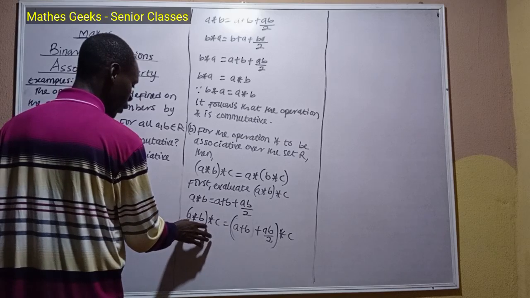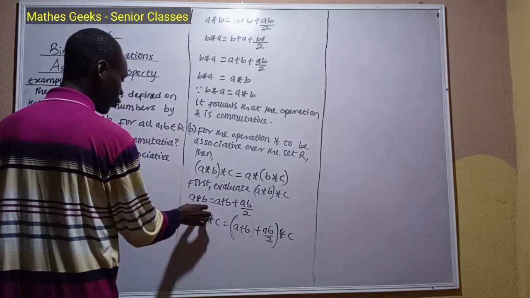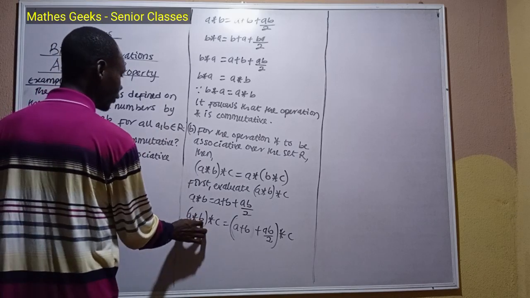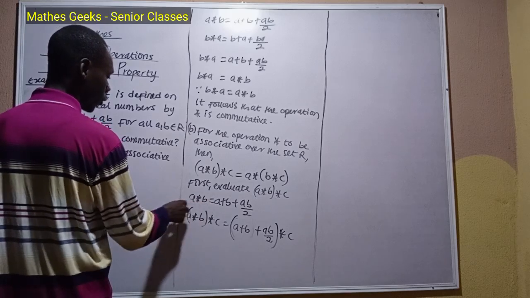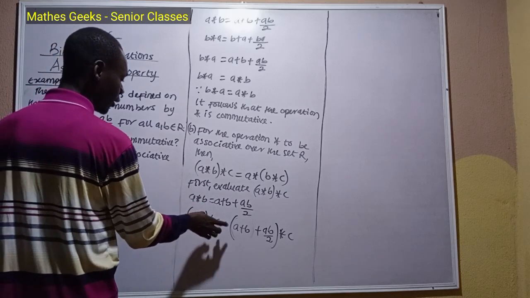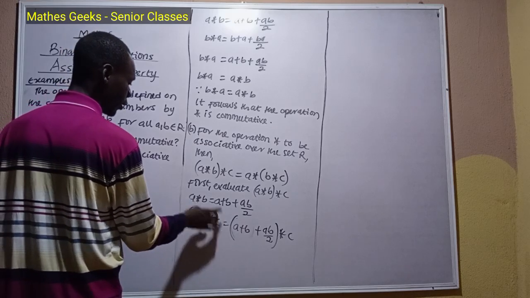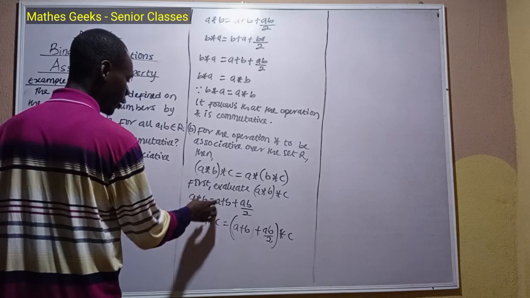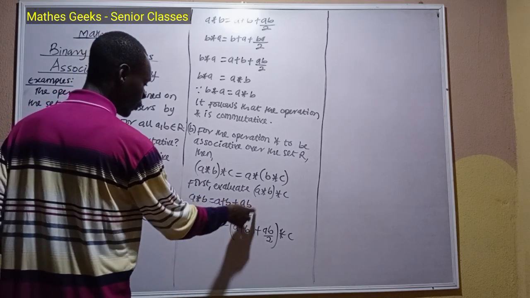But now that (A star B) enclosing bracket is combined to C, we are treating this part of it as a single element. So A star B will take the place of A in this general rule of combination. Then C is B. So A star B is A and then C is B. So from the general rule of combination, wherever you have A, that's what A star B will occupy. And you know that A star B is equal to A plus B plus AB over 2.